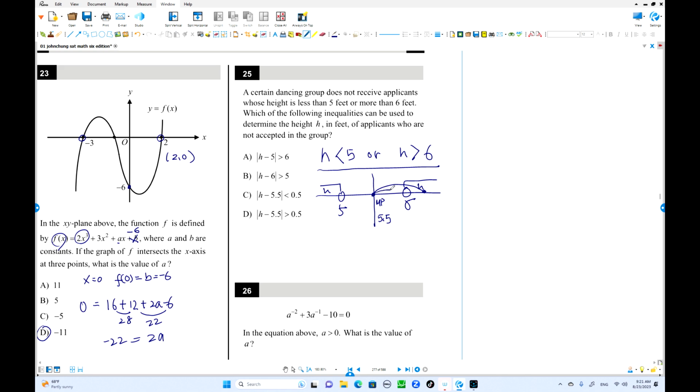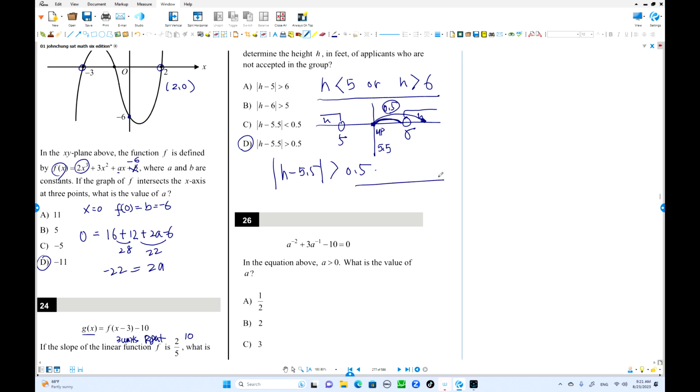Anyway, what is the smallest difference? 6 minus 5.5 is 0.5, isn't it? The distance from h to the midpoint 5.5 must be greater than the distance from the midpoint to the endpoint, right? That is the minimum amount. It must be greater than 0.5, okay? So choice D is the answer.